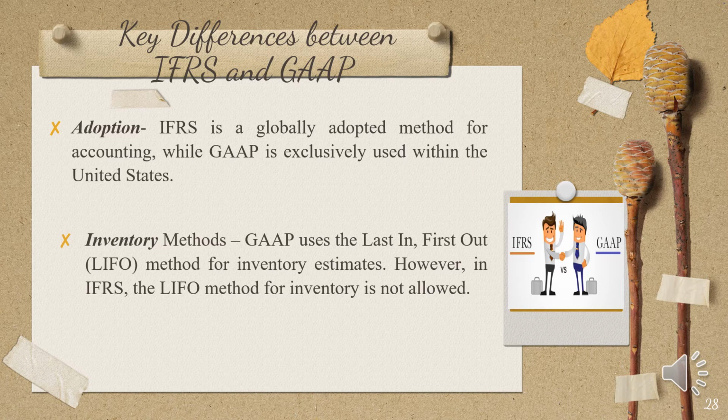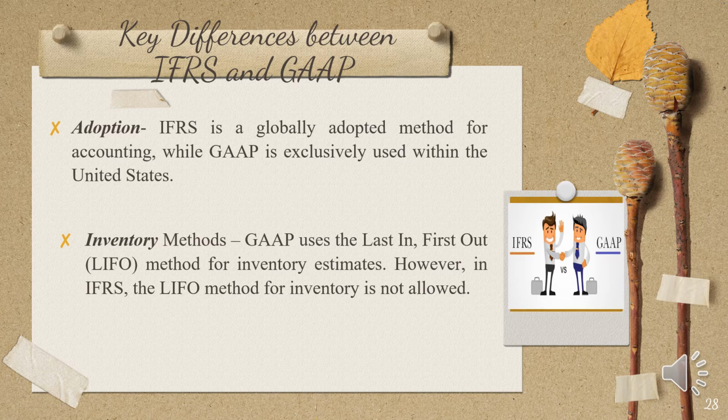There are also key differences between IFRS and the US GAAP. Number 1, adoption. IFRS is a globally adopted method for accounting, while GAAP is exclusively used within the United States. IFRS is used in more than 110 countries around the world, like Philippines, Russia, South Korea, Singapore, and other Asian and South American countries. So, in summary, mas madami ang gumagamit ng IFRS na accounting standard kesa dun sa GAAP na nagstay lang siya within the border of United States.